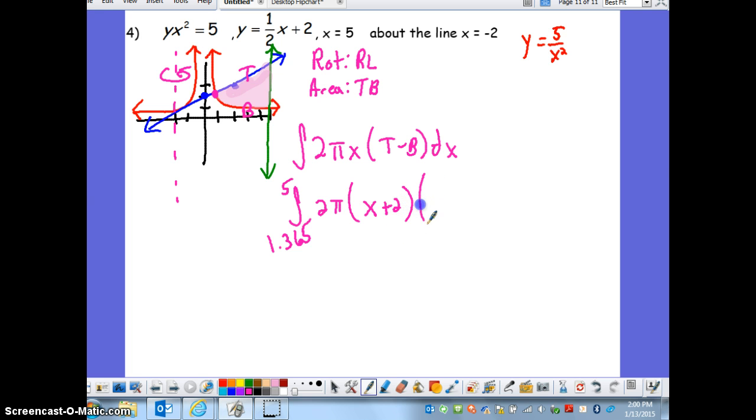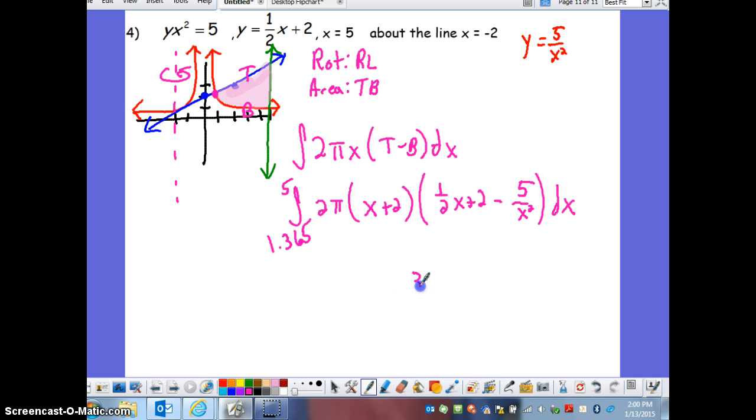All right, and then final thing here is the top minus the bottom. The top is just that 1/2 x plus 2 minus the bottom, which is, again, your 5 over x squared dx. Go ahead and plug that into your calculator, and you end up with 363.402 units cubed for your answer there.